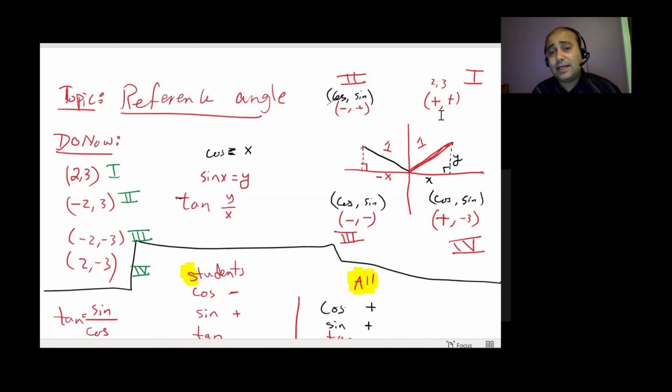And we said that the x-axis represents the cosine, and the sine represents the y-axis. Okay, negative, so which means that the cosine is negative here, the sine is positive here.